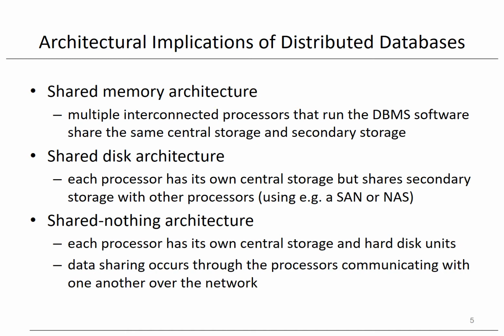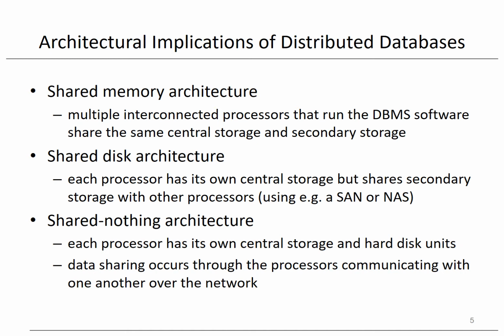With a shared disk architecture, each processor has its own central storage, but shares secondary storage with the other processors. The disk sharing can be realized by, for example, a storage area network or network-attached storage. Shared disk architectures are typically more fault-tolerant than shared memory architectures. However, a possible bottleneck is the network that interconnects the disks with the processors.